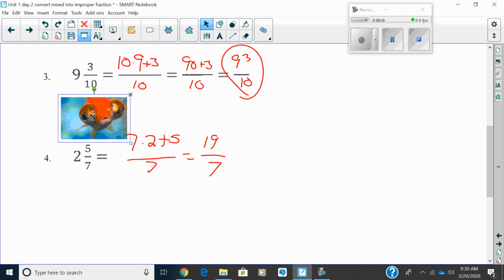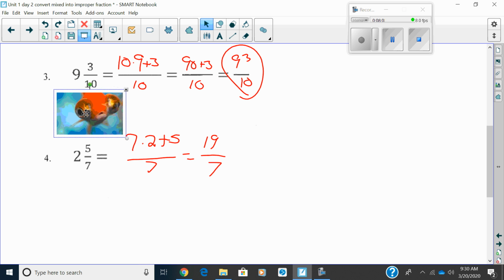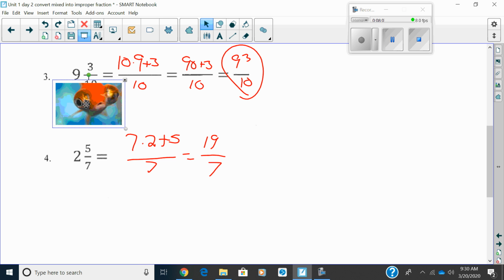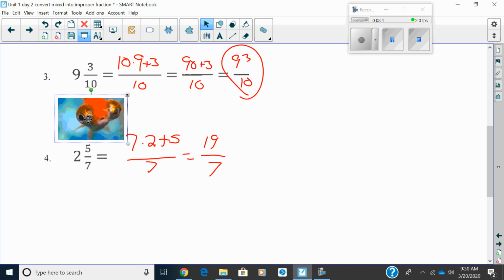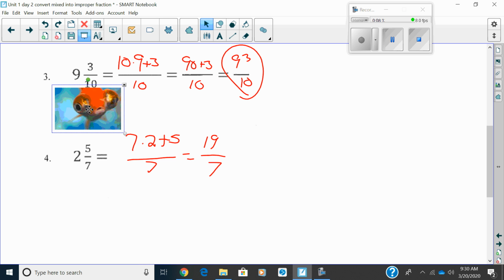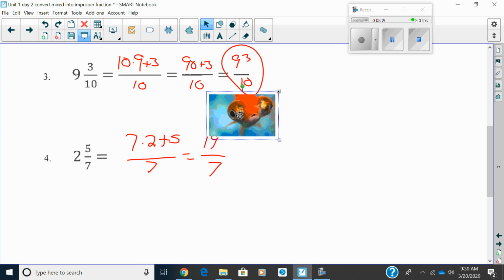So we can do 10 times 9 is 90 slices in those 9 whole pizzas, and 3 more slices is 93 slices. If each pizza is divided into 10 slices and you have 9 of them, that's 90 slices, and 3 more is 93 slices. This tells you how big each slice is. It's 1/10 of a pizza.